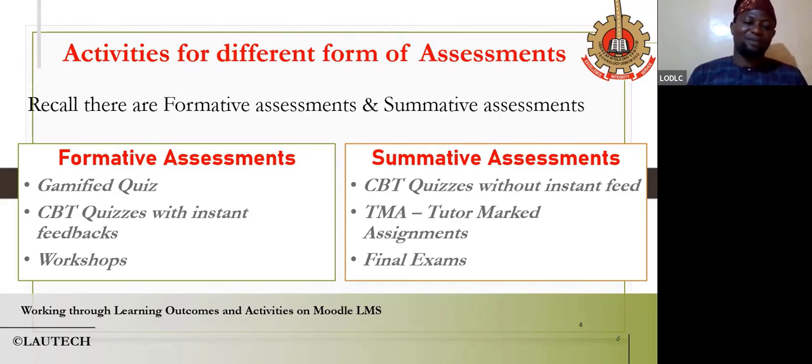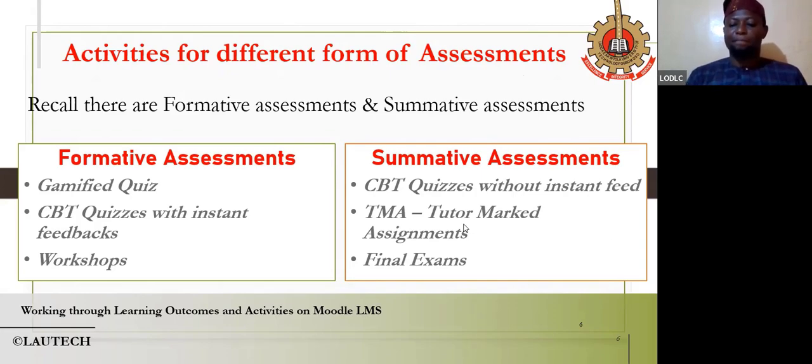So we have formative assessment examples and we have summative assessment examples. Formative assessment examples include gamified quizzes, CBT quizzes with instant feedback, then we have workshops. Under the summative assessment examples, we have CBT quizzes without instant feedback. We have TMA, that is tutor marked assignment. Then we have final exams. The CBT simply means computer-based test. So those are the various forms of assessment that we have, and the student must be tested using these various forms of assessment.